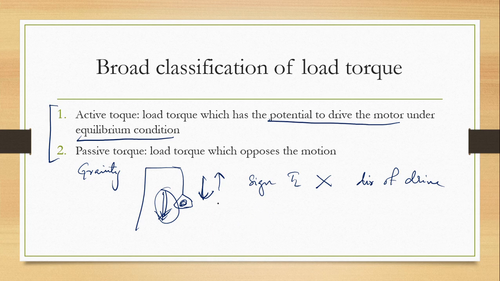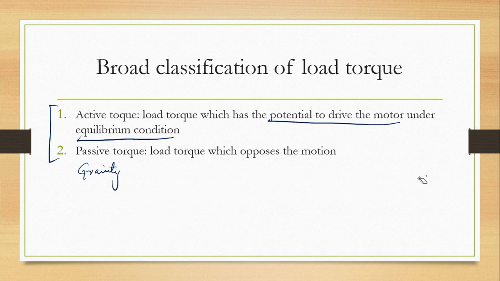What about the passive torque? The passive torque is a load torque which opposes the motion. Obviously, the first type of torque that will come to your mind should be friction, or the frictional torque. In the frictional torque, your frictional torque is always opposite to the particular motion.